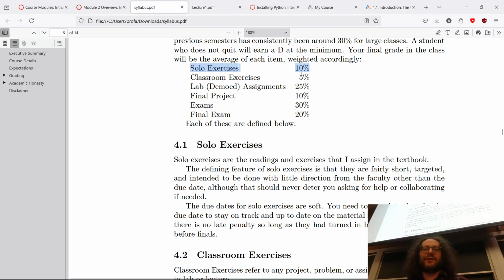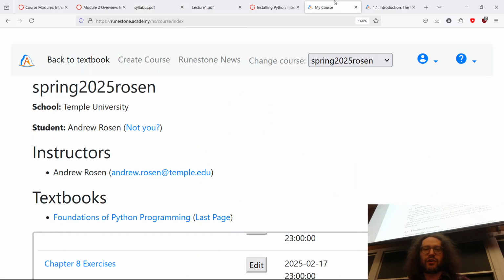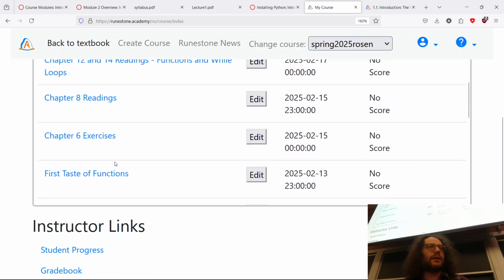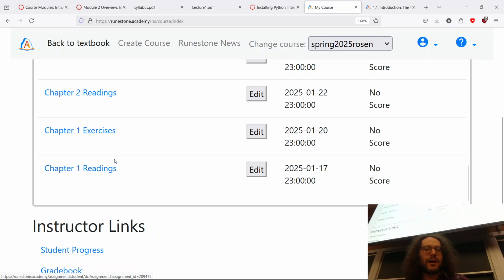But most importantly about these solo exercises, which are basically the things listed here on Runestone, these due dates are soft due dates. This is when I expect you to have them done.